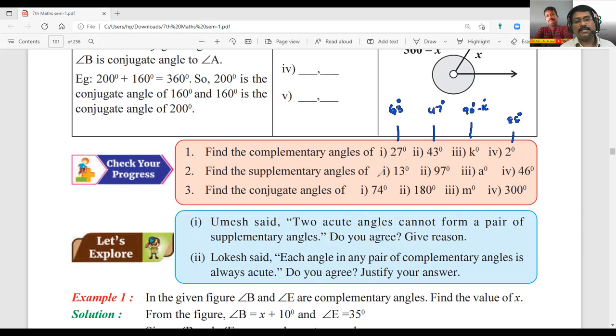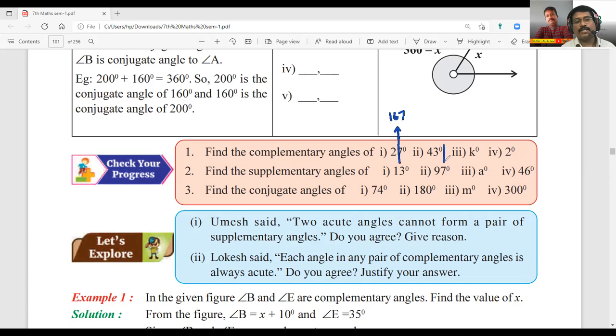Find the supplementary angles of 13 degrees. You need to remember that if the two angles' sum is 180 degrees, then we call them supplementary angles to each other. So I am going to take 180 minus 13, which is 167. So I'm going to clear all the drawings.